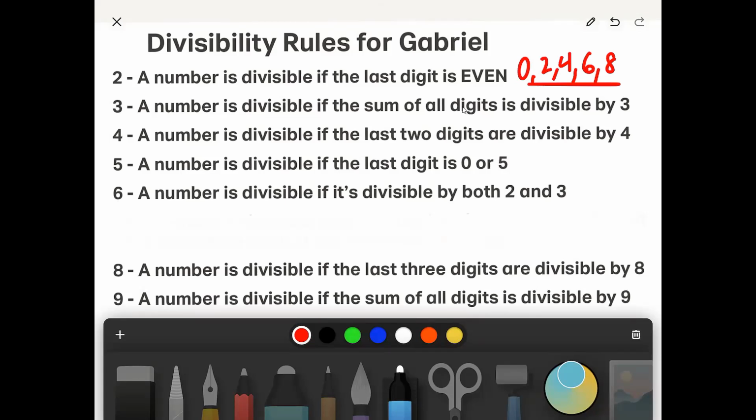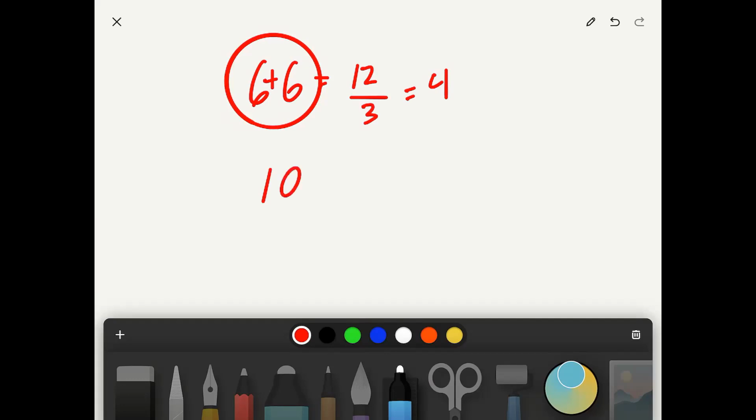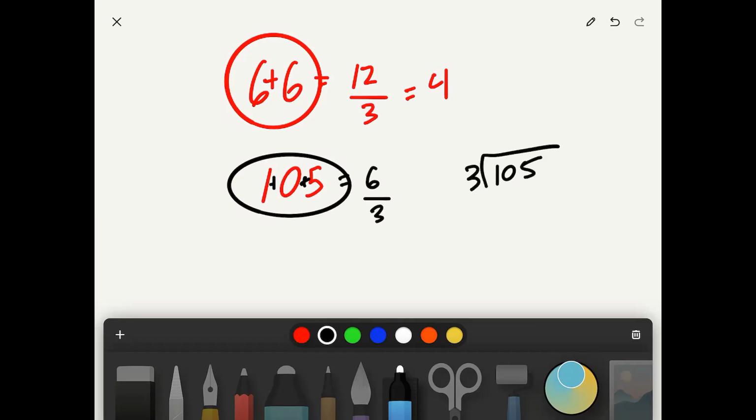So let me give you an example. If I say is 66 divisible by 3, you would say, well, 6 plus 6 is equal to 12. 12 is divisible by 3, so that means that 66 is divisible by 3. If I said, what's 105 divisible by 3? You would say, well, if you add up all of these digits, 1 plus 0 plus 5, that's equal to 6. And 6 is divisible by 3, so this number is also divisible by 3, and I'll show you. You would go 3, 9, 15, 5.